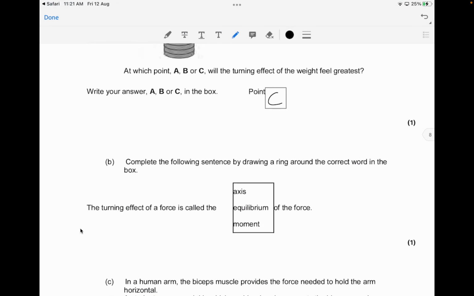Next question. Complete the following sentence. The turning effect of a force is called the moment of a force. That's going to be your answer.